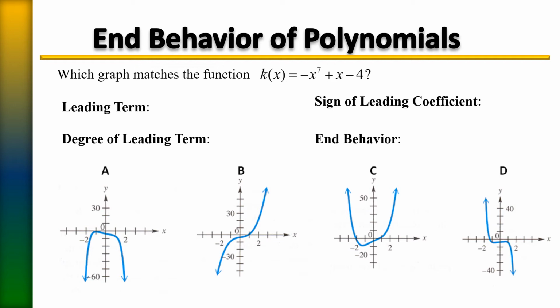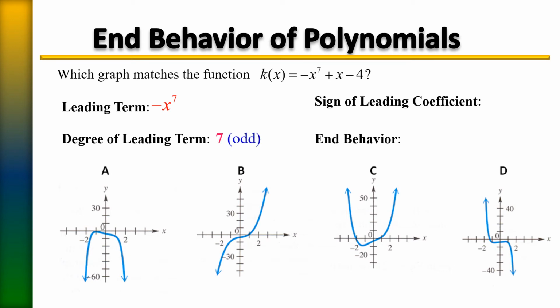Before we identify the graph, let's look at some characteristics of the given function. First, we want to identify what is the leading term. Recall the leading term: you look at all of the terms of your polynomial, and the one that has the highest degree is the leading term. In this case, it's going to be negative x to the 7th power. What is the degree of that term? 7. 7 is an odd number, so therefore this is an odd polynomial.